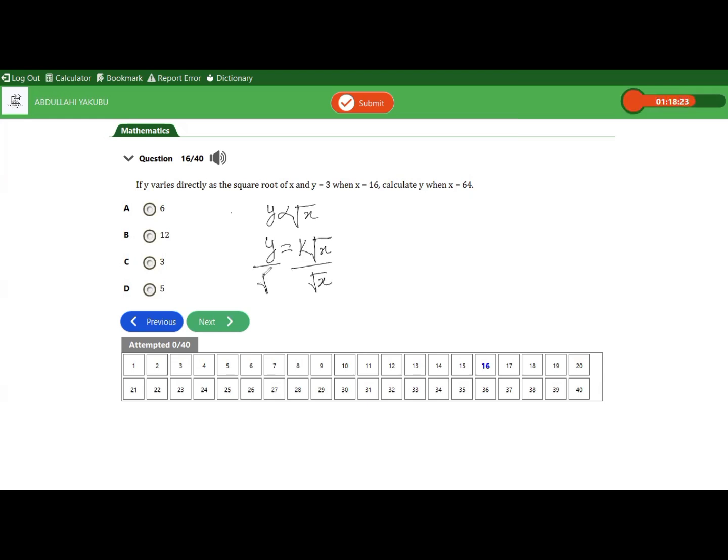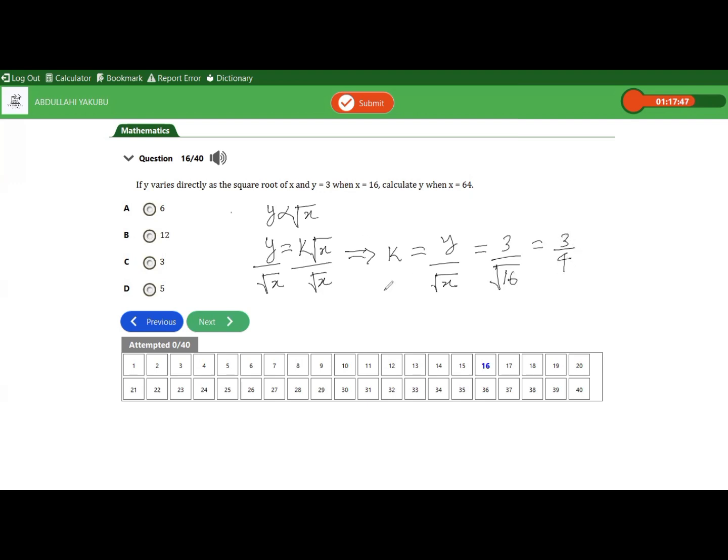So make k subject of the formula here by dividing both sides by root of x, because we don't know k. Which implies k is equal to y all over root of x. They said y is equal to 3 when x is equal to 16. That will be 3 over root of 16. Root 16 is 4. So k is 3 over 4.